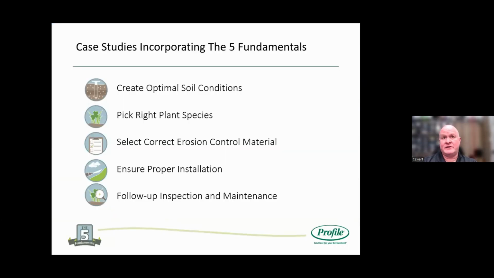So again, we covered creating optimal soil conditions, picking the right plant species, selecting the correct erosion control material, ensuring proper installation, follow-up inspection, and maintenance. These are all equally important. It's important to balance these through your project. Some may be more important than others, depending on what your project requirements are. If you follow these guidelines, you will successfully establish vegetation on your projects, and get to a position where you can get an NOT and get onto the next project and get paid.